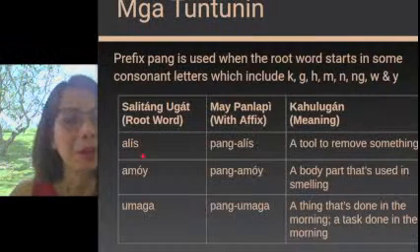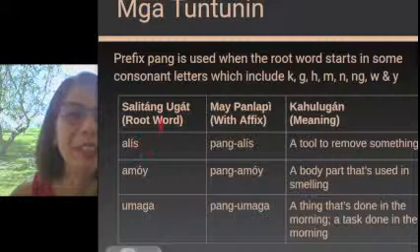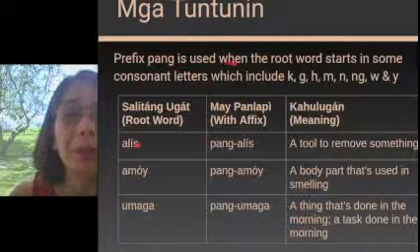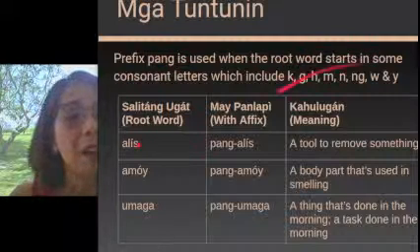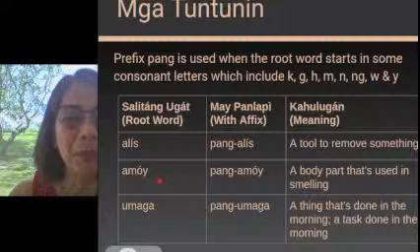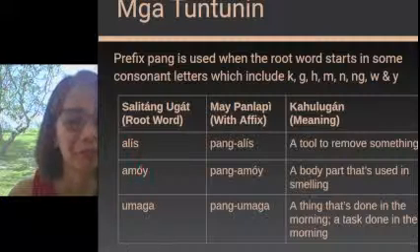Now, I would like to say, we want to use pang when the root words start in vowels. Pang alis is one example, and then amoy is another example, and then umaga is another example. Okay, I got lost here.